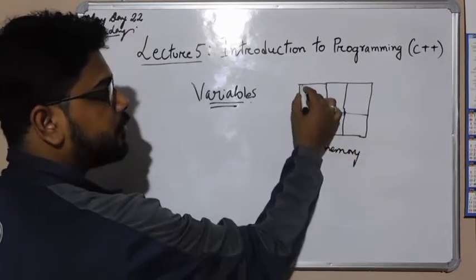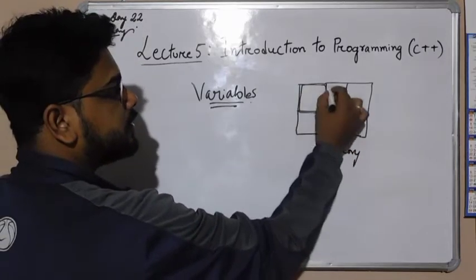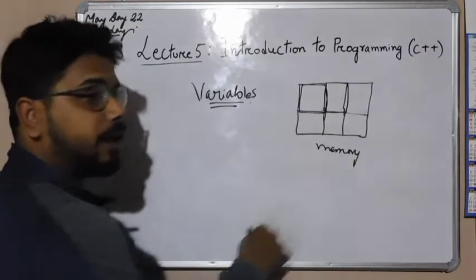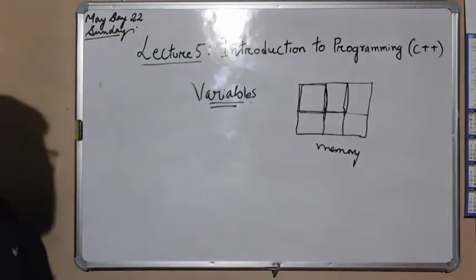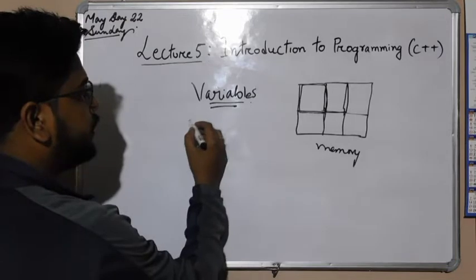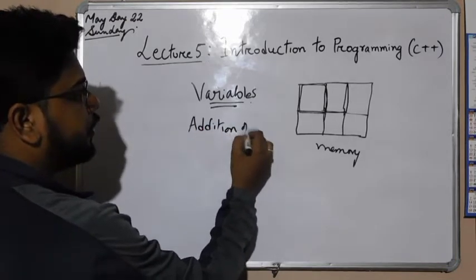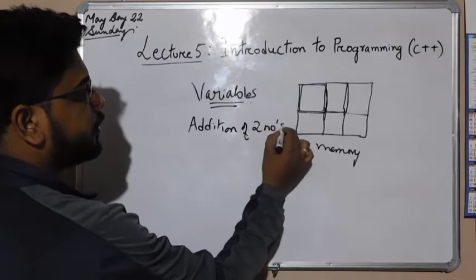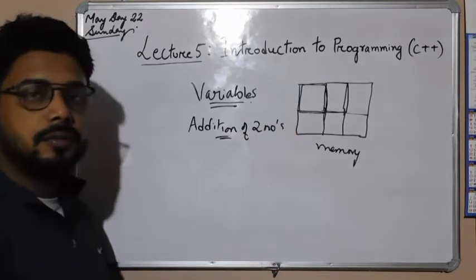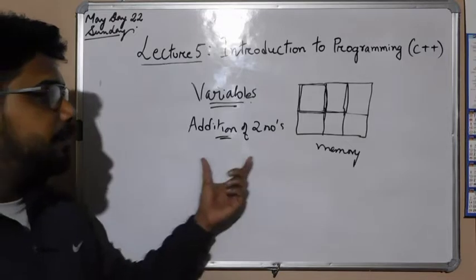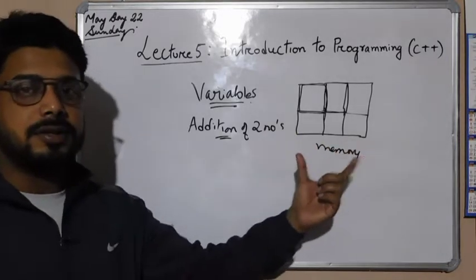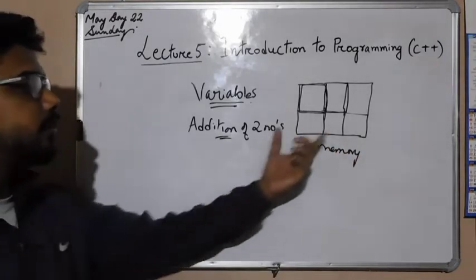So these are the various memory blocks. Now whenever we want to perform any operation, for example, let's say we want to do addition of two numbers. See, in computer science everything works with memories.